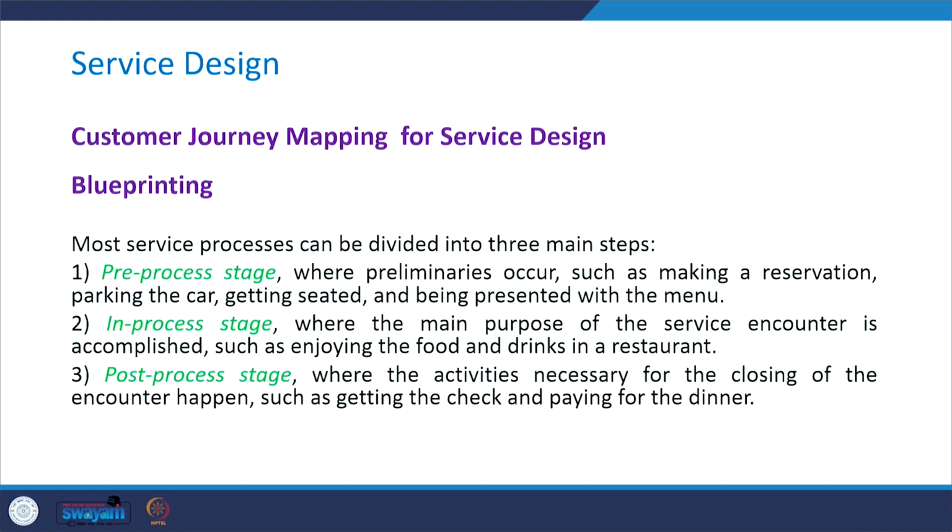Most service processes can be divided into three main steps. First, the pre-process stage, where preliminaries occur, such as making a reservation, parking the car, getting seated, and being presented with the menu. Next comes the in-process stage, where the main purpose of the service encounter is accomplished, such as enjoying the food and drinks in the restaurant. Then comes the post-process stage, where the activities necessary for the closing of the encounter happen, such as getting the check and paying for the dinner and so on.